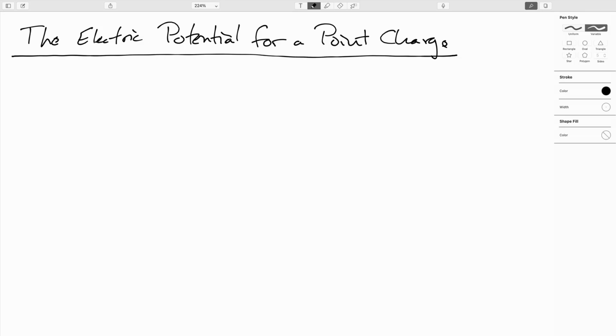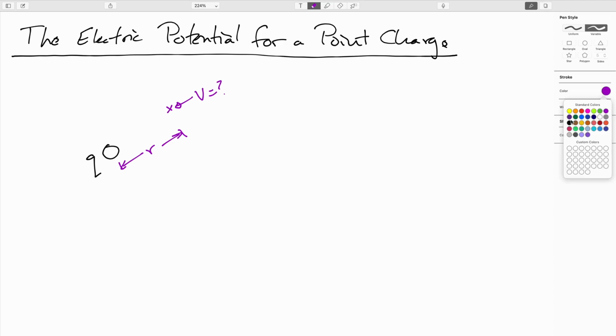We now continue our treatment of the electric potential by developing the relation for the electric potential for a point charge at some location. So let's say this is our source point charge here, Q. And let's say that we are interested in figuring out what the potential is at this point of interest here, which we will say is a distance r away.